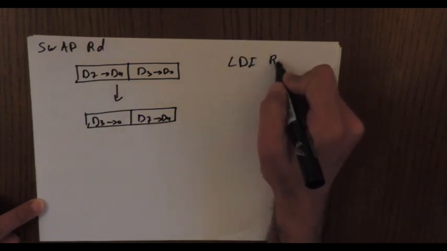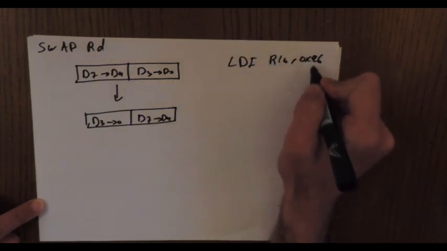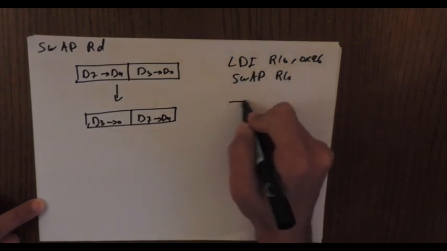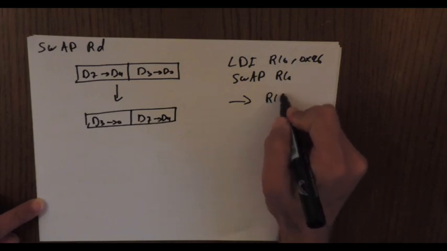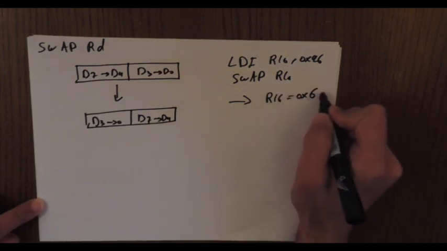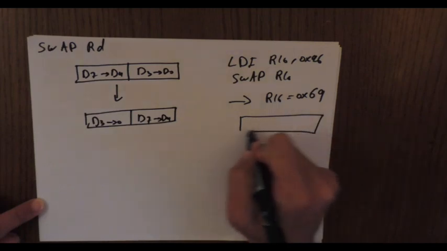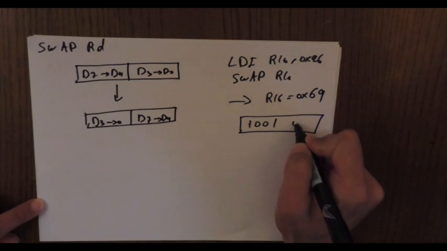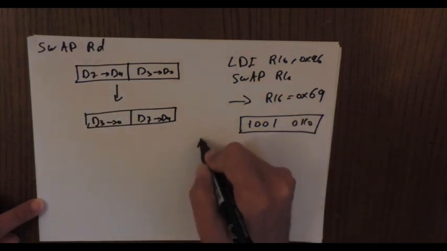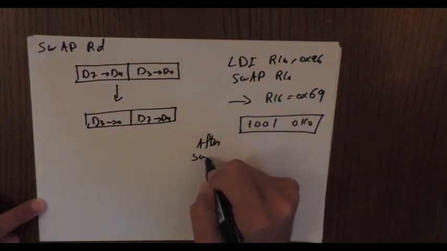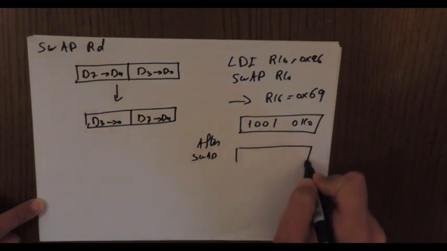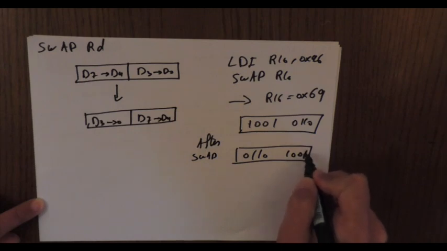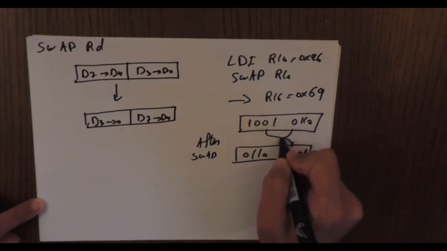LDI R16, 0x96, then swap R16. What will happen is that R16 will be 0x69. Initially it was 1001 0110. After swap, it will be 0110 and 1001. So this will go like that, and this will go here.